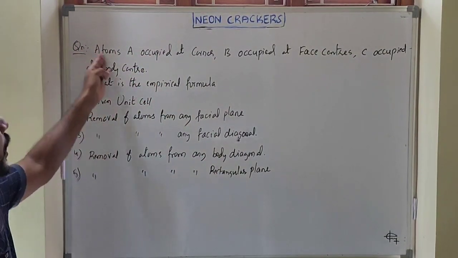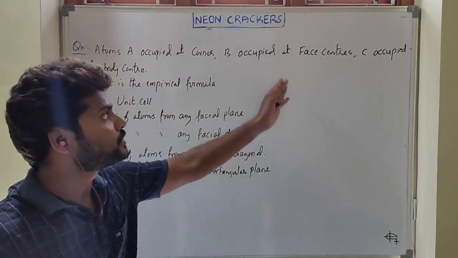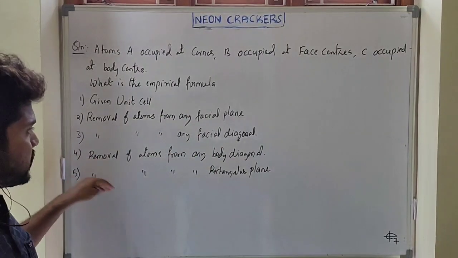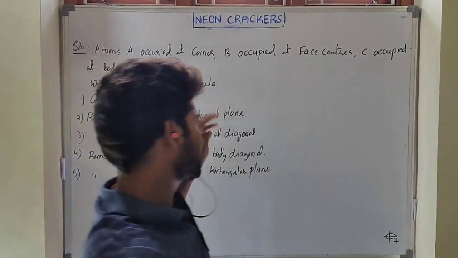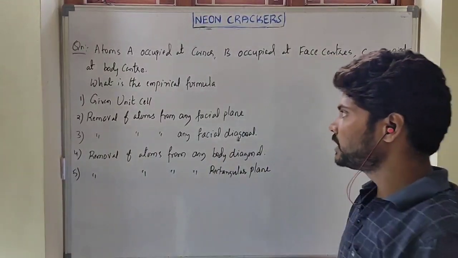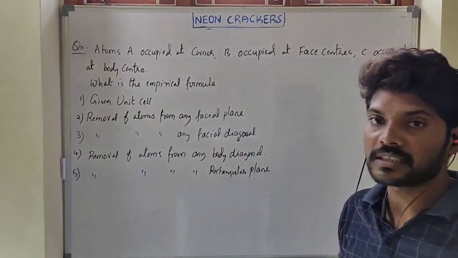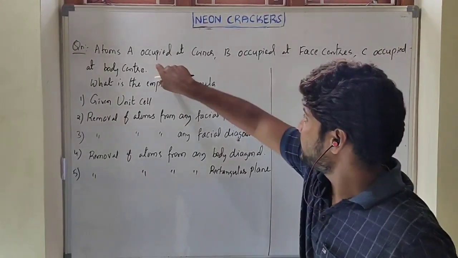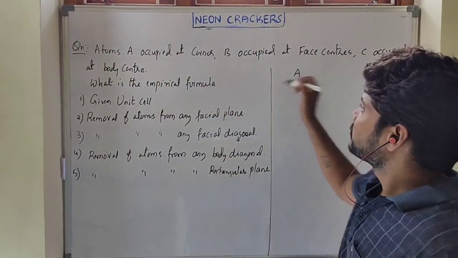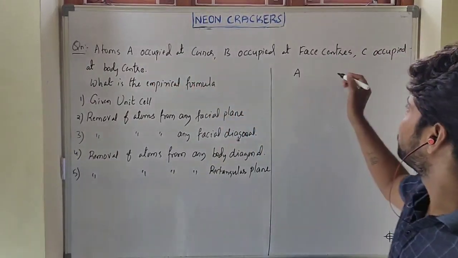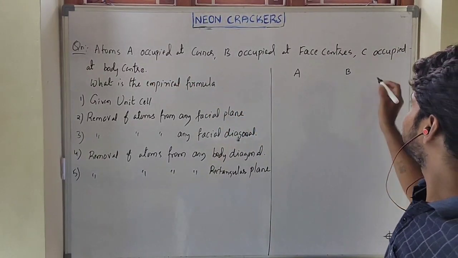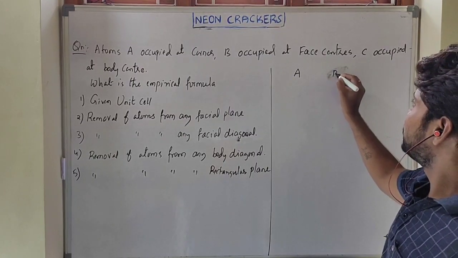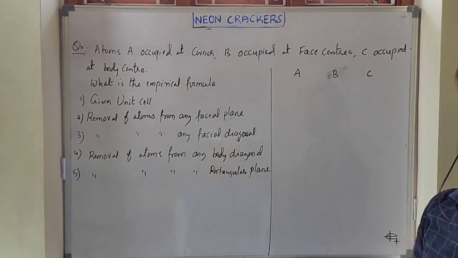They may ask like this. So A occupied some position, B occupied some position, C kind of atoms occupied some position. Of course we may create many conditions, but I'm giving the important 5 conditions. So from these 5 conditions, what is the resultant empirical formula? Let's see one by one. First we must know the position of A. A is at corners, B is at face centers, and C is at the body center, right?